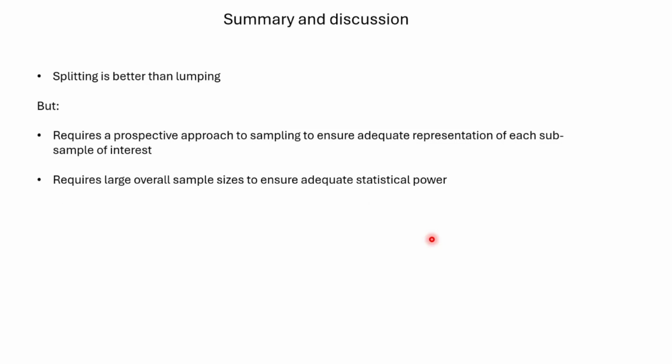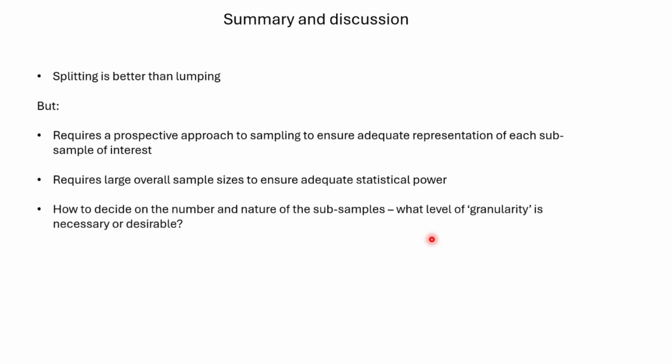We're going to end up with large overall sample sizes to ensure adequate statistical power, much larger than the ones that we typically use. And the critical question, and this comes back to your point, is how do we decide if we're going to go down this strategy? What are the number and the nature of those subsamples? Sex is a relatively easy one. SES is a relatively easy one.